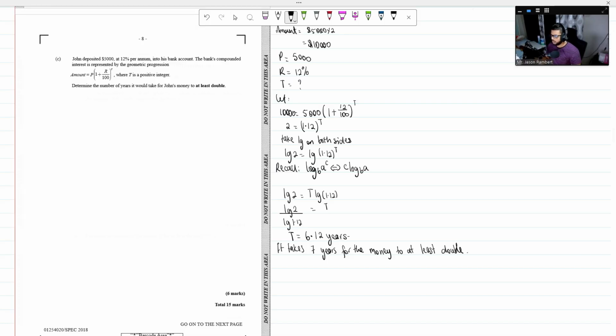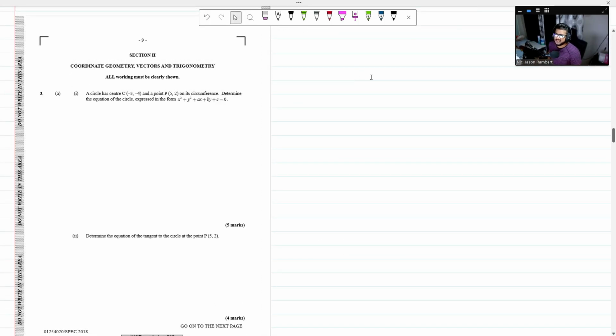And that's it for number 2. Number 3: a circle has center (-3, -4) and a point (5, 2) is on the circumference. Determine the equation of the circle expressed in the form x squared plus y squared plus ax plus by plus c equals 0. All right. So the circle has center (-3, -4), and they want us to express the circle in the form.